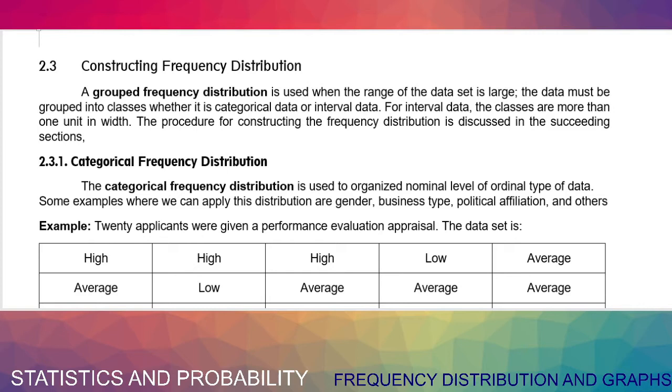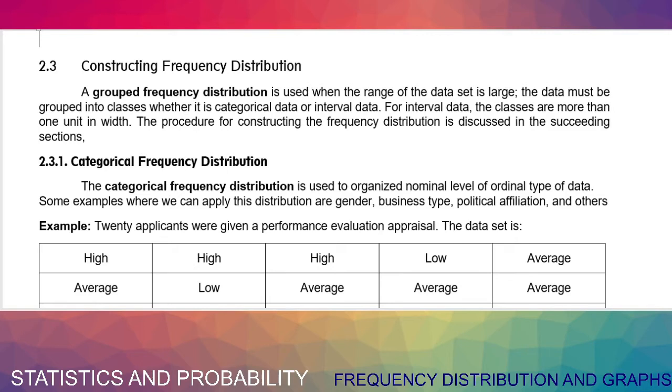So, the classes are more than 1 unit in width. For interval data, we have class limits. While for categorical, we only have class. That means whatever is written there, for example, high, average, and low, is called class. Then you put the frequency on it: how many are high, how many are average, how many are low. So, next, categorical frequency distribution.